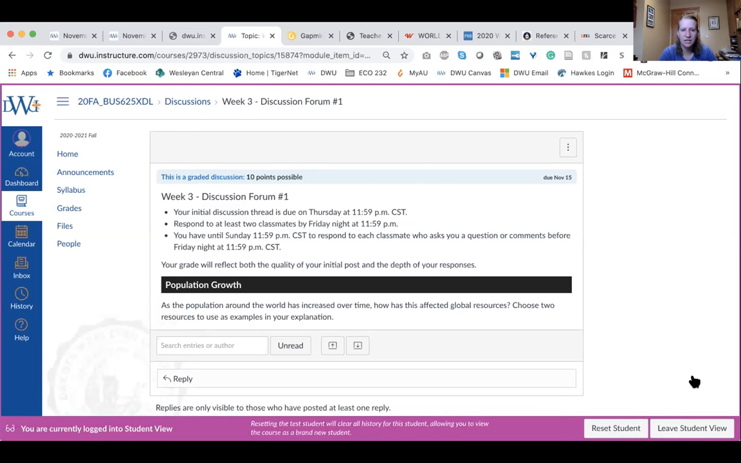So your first discussion this week is about population growth. I want to know, how has population growth affected global resources? Look at 2 specific examples and explain them.